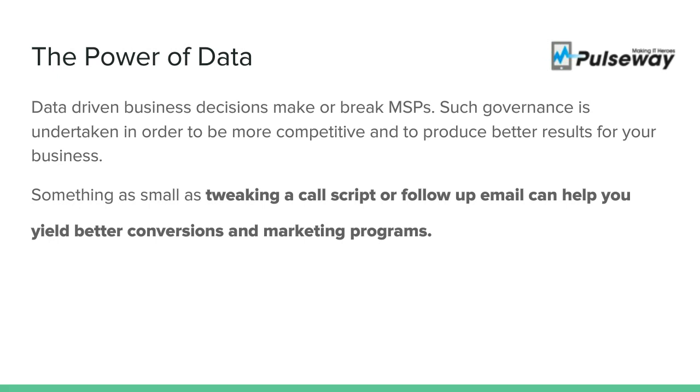Something as small as tweaking a call script or even a follow-up email can help you yield better conversions and marketing programs. By just changing a message, or even changing an example, or even changing the color of your call to action button on your website from blue to green, you can improve the click-through rate by 3-4%. Now, depending how much traffic you get, it's a substantial amount of change just by doing a small tweak within your organization.